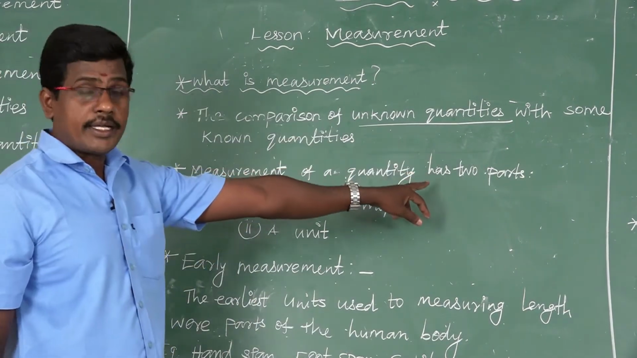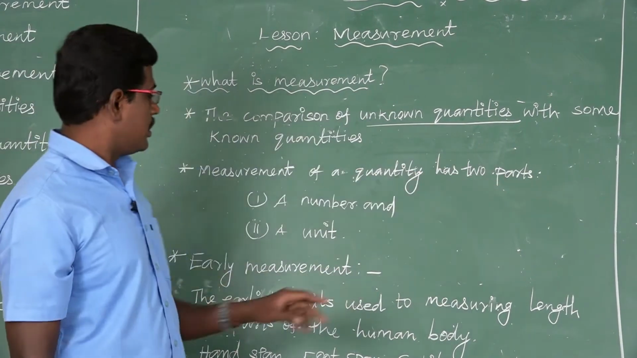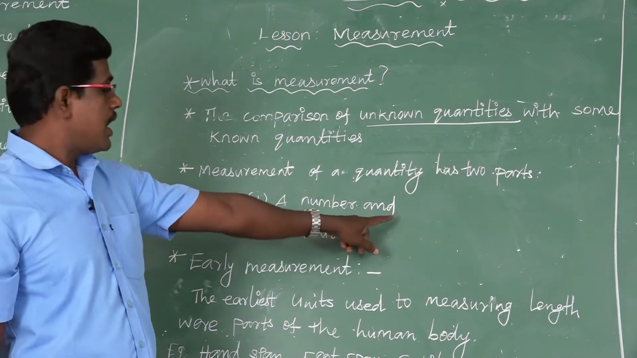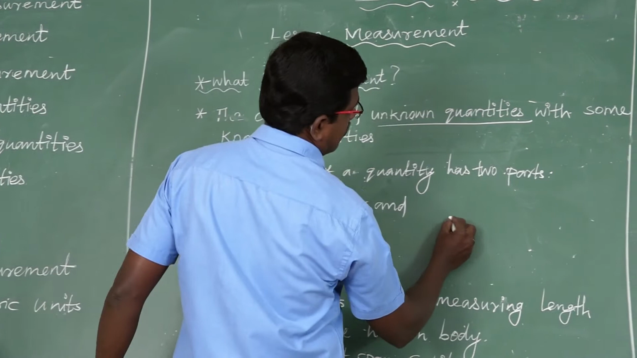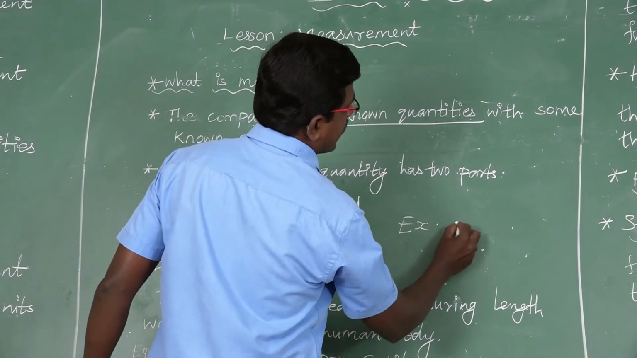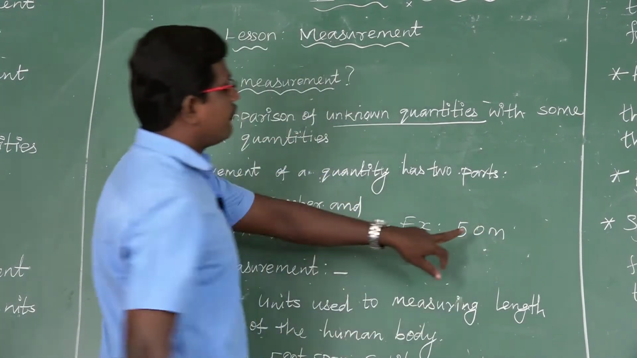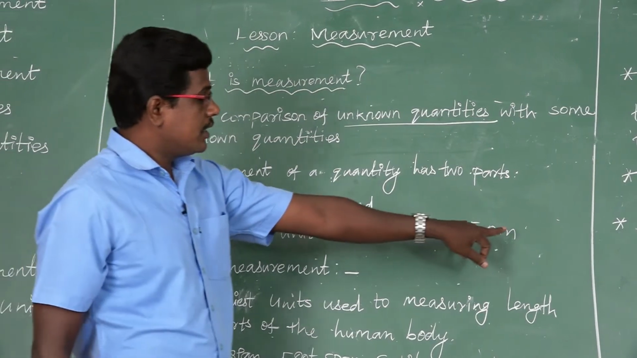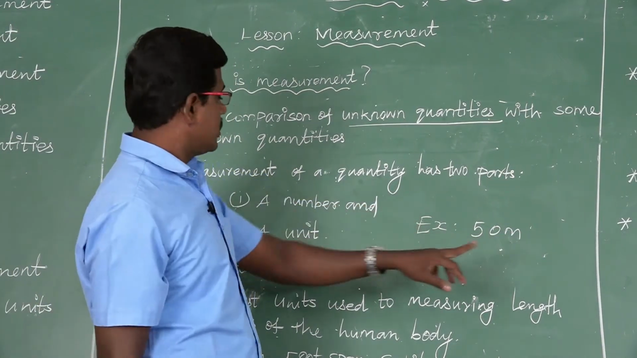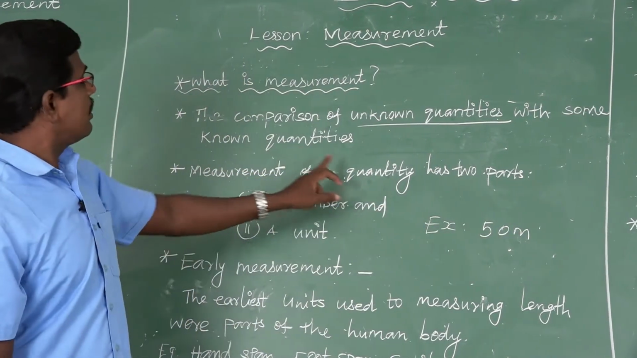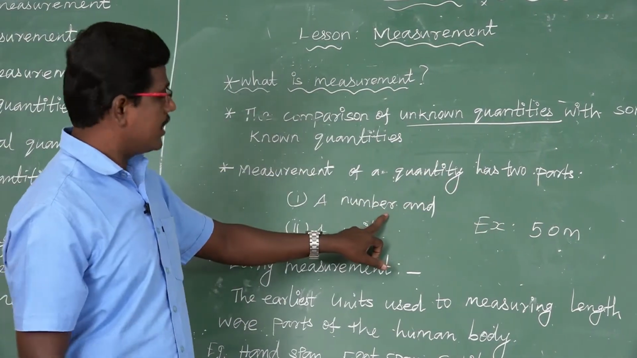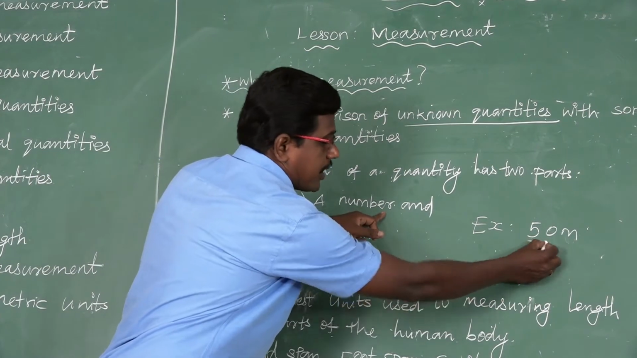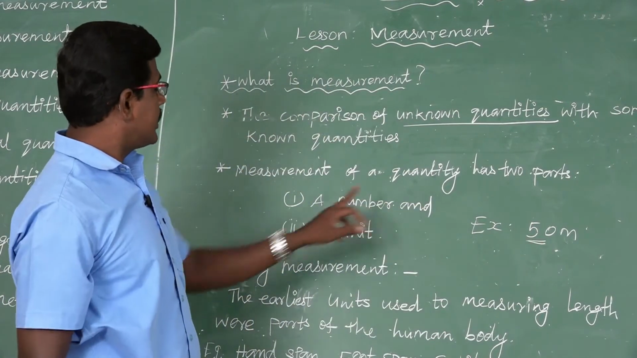Measurement of a quantity has two parts. One is a number and the other is a unit. Example: 50 meters. 50 is the number, and m is the unit. So measurement of a quantity has two parts: a number, and a unit.